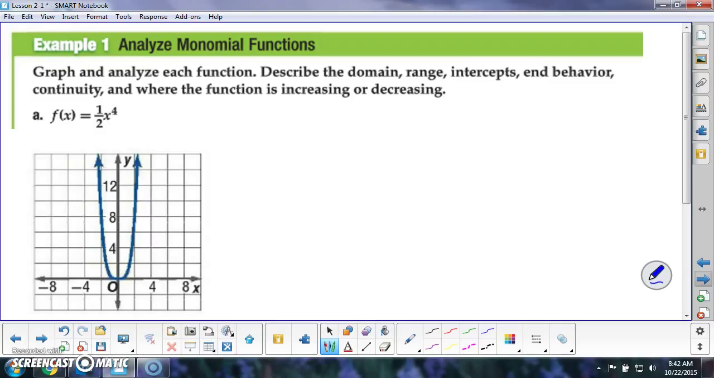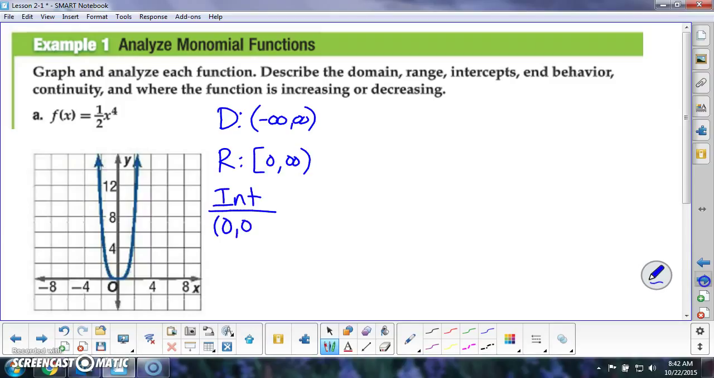So, domain, all real numbers, range from 0 to infinity, intercepts, there's an x and y intercept at 0. We have end behavior. As you go to the right, it goes up.